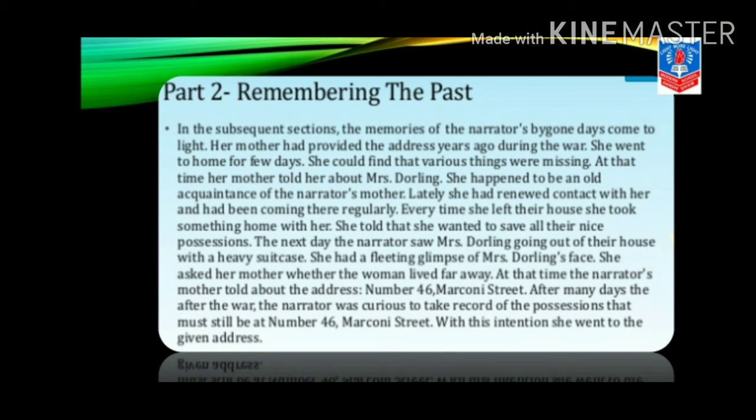The next day the narrator saw Mrs. Darling going out of their house with a heavy suitcase. She had a fleeting glimpse of Mrs. Darling's face. She asked her mother whether the woman lived far away. At that time, the narrator's mother told her the address, number 46, Marconi Street.